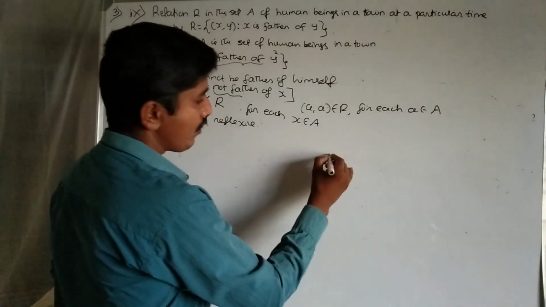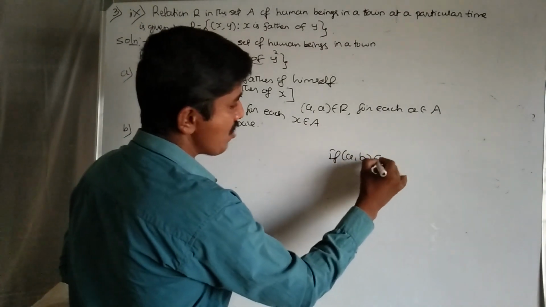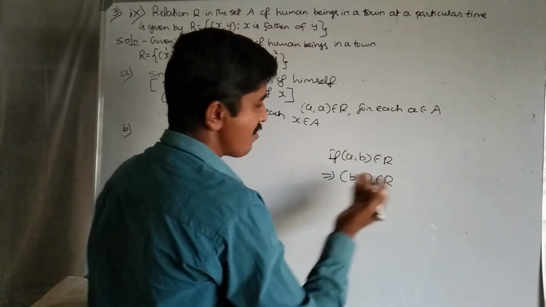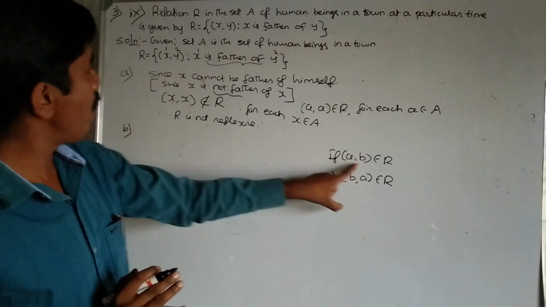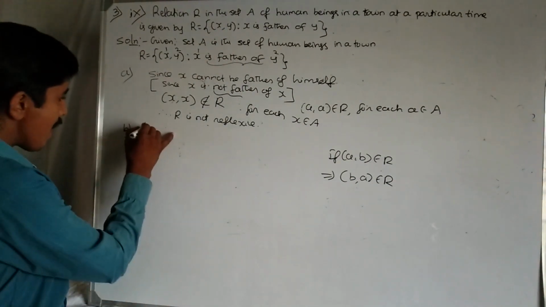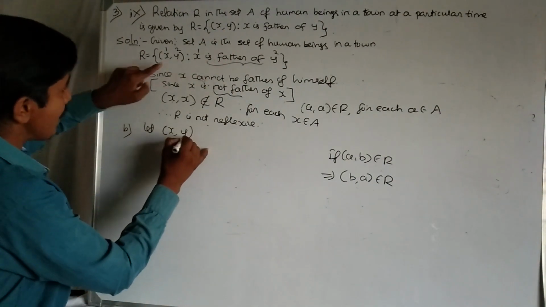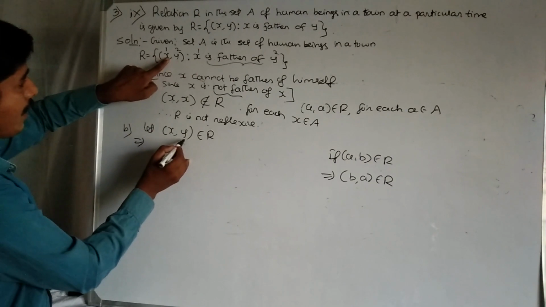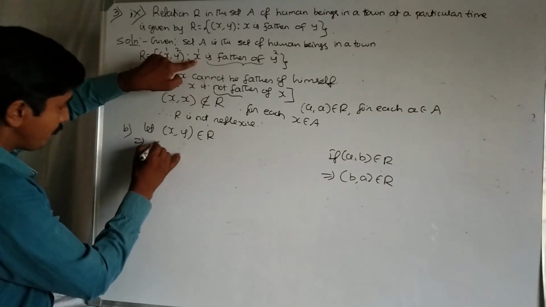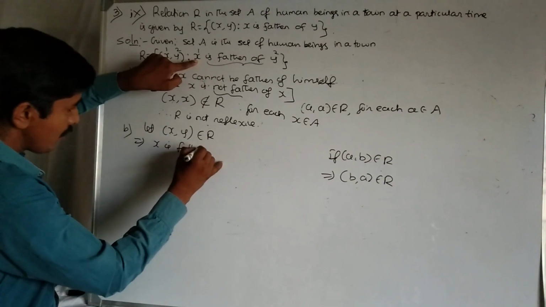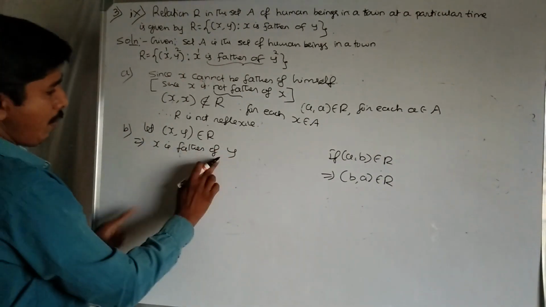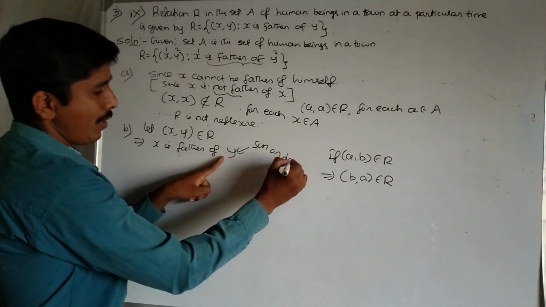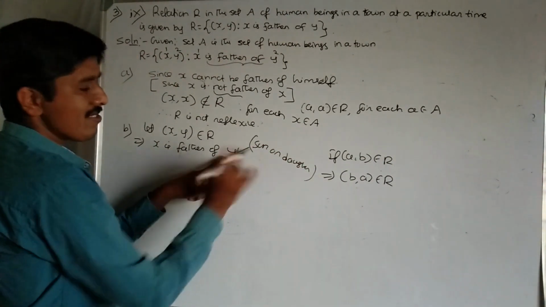B. Symmetric. Definition: if (a, b) belongs to the relation implies (b, a) belongs to the relation, then the relation is symmetric. Instead of (a, b), I am taking (x, y). Let's take one element (x, y) in the relation. Now write the relation between x and y. X is father of y. X is father of y means what about y? Here y is a son or daughter. Two cases possible.